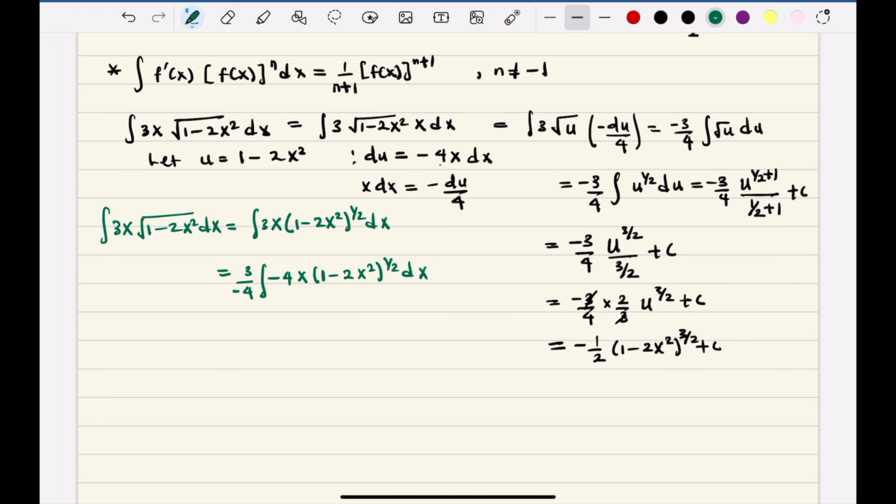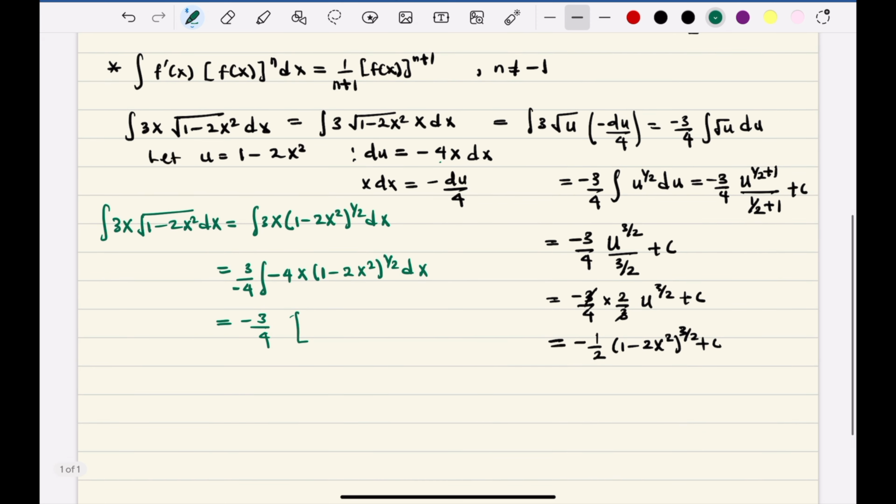So what does it state? It states that if you have the derivative of a function multiplied by the function raised to the power of n, it's just going to give you 1 over n plus 1, then multiplied by f of x raised to the power n plus 1. And what is this going to give us? Just negative 3 over 4. Then here you add 1 to the power.